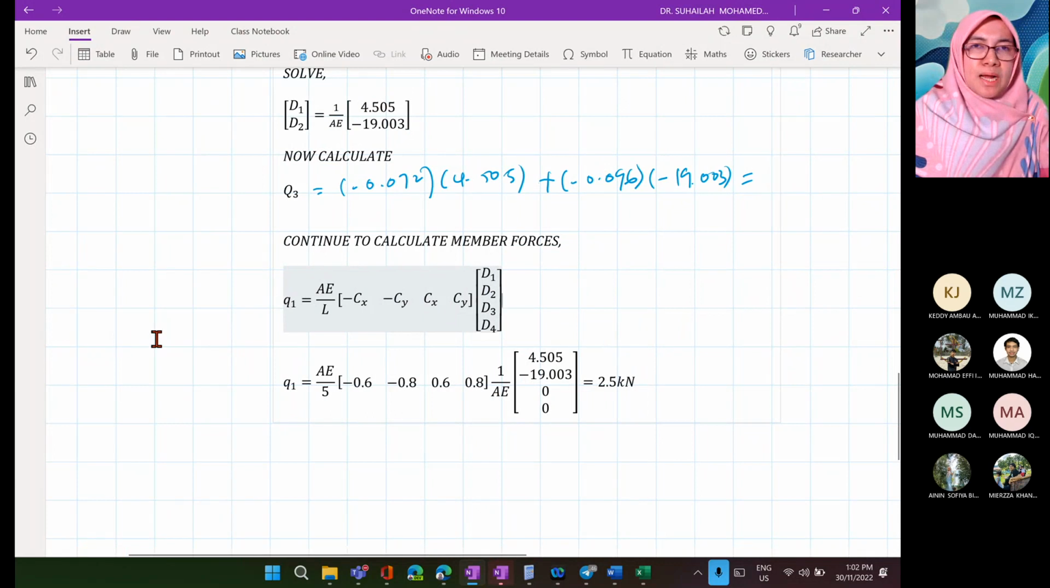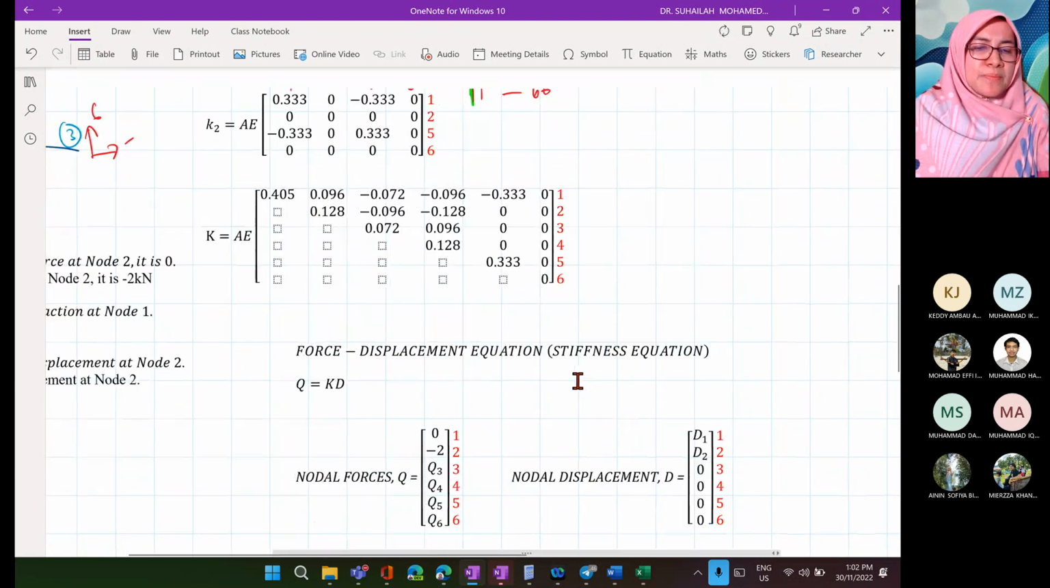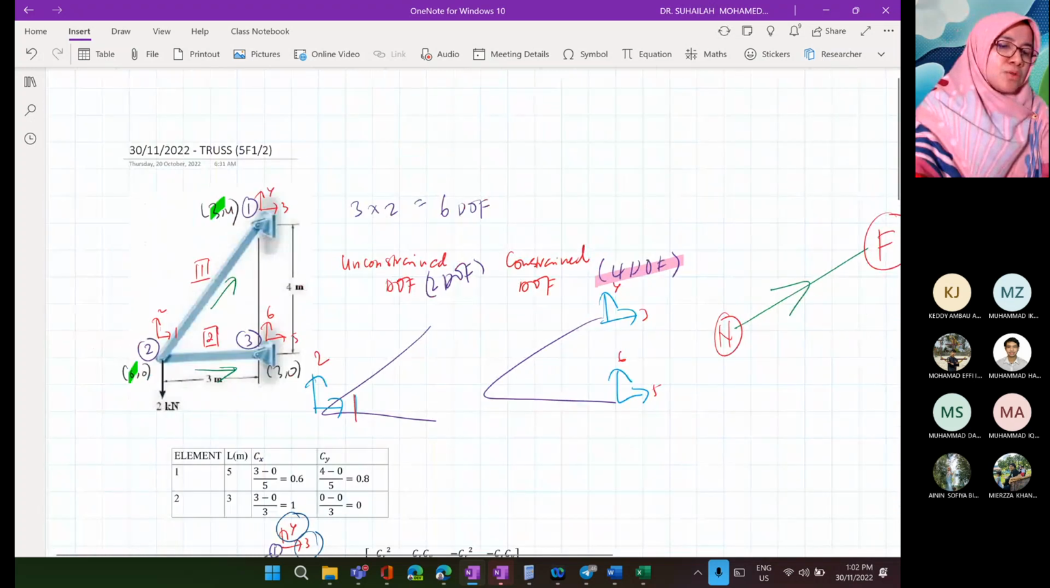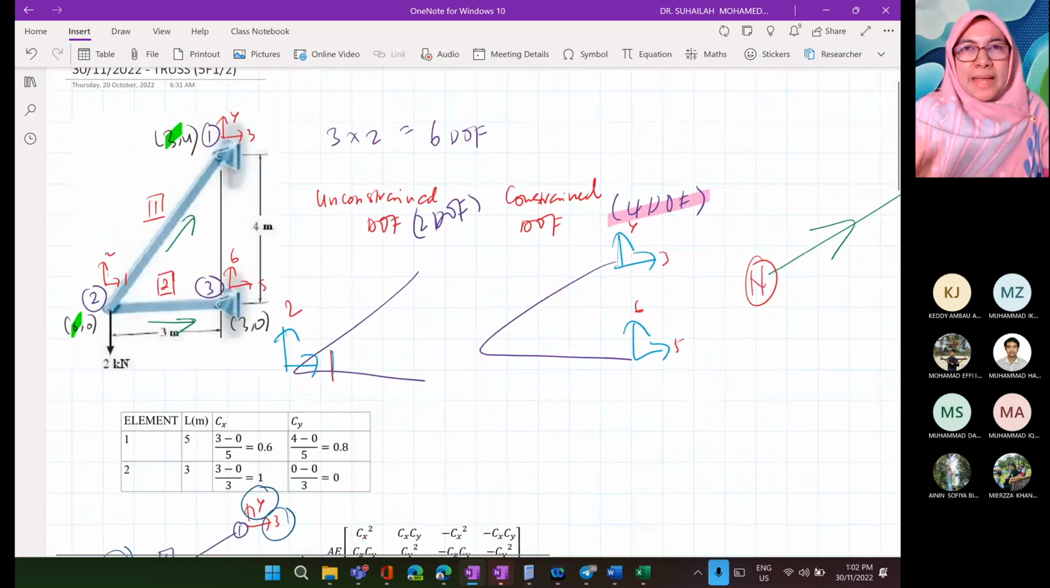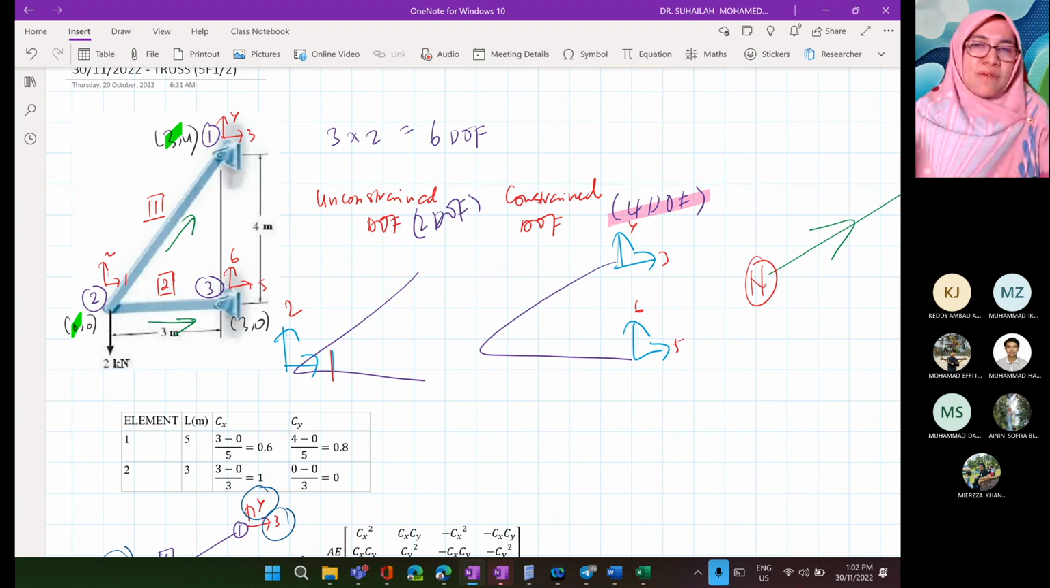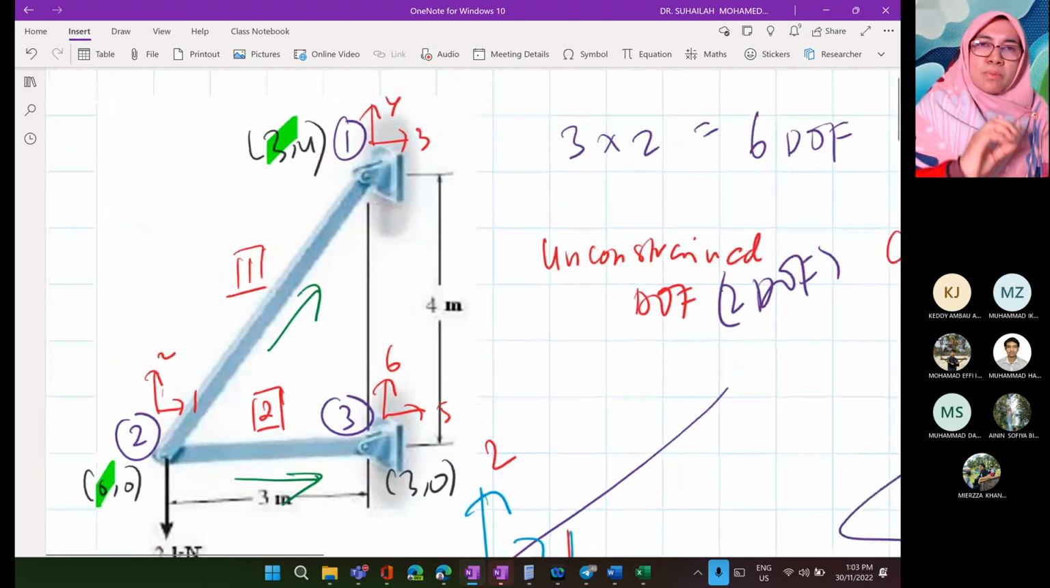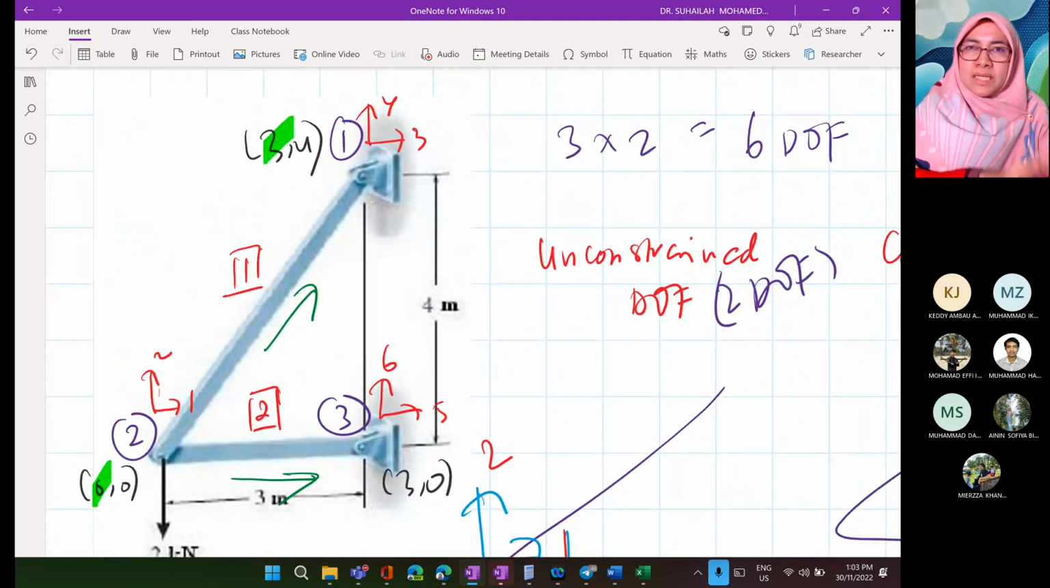So we will continue to calculate Q2. This is basically what you are going to do in the stiffness method for truss. This is the basic one where we do not consider yet the temperature changes, fabrication error, as well as support settlement. We use Q equals KD. First step, you have to draw the free body diagram. Complete this diagram with degree of freedom label, node number, element number, the arrows as well as the coordinate.